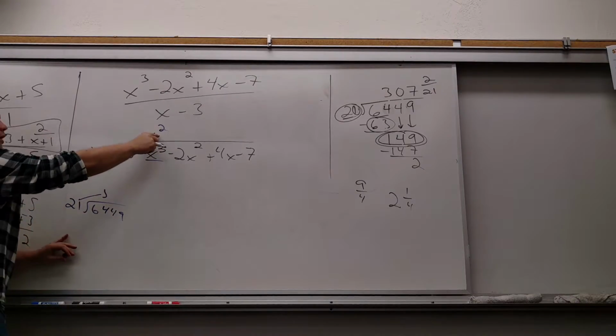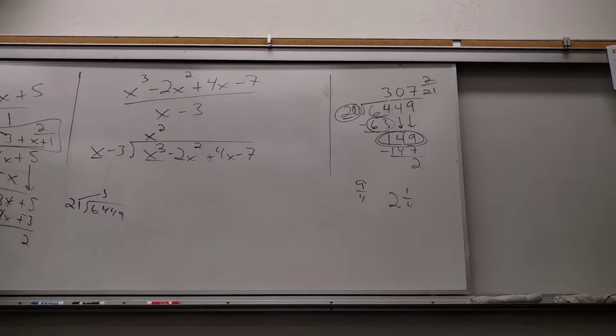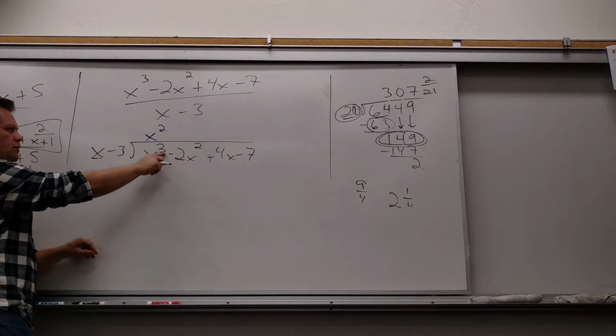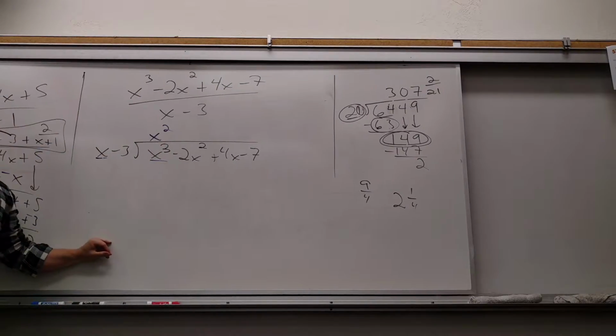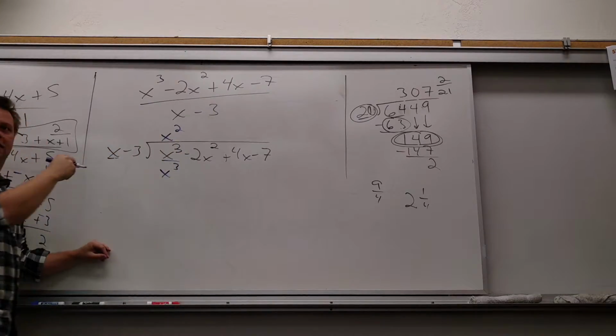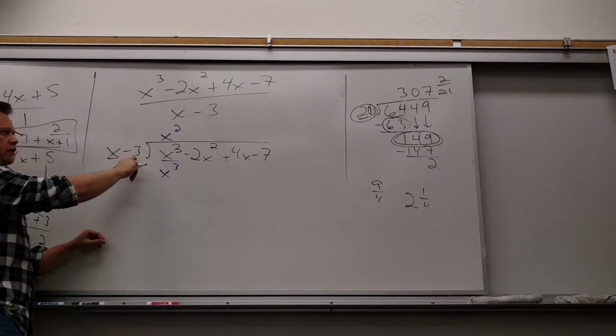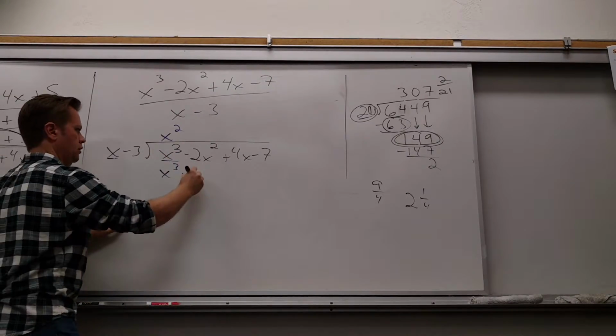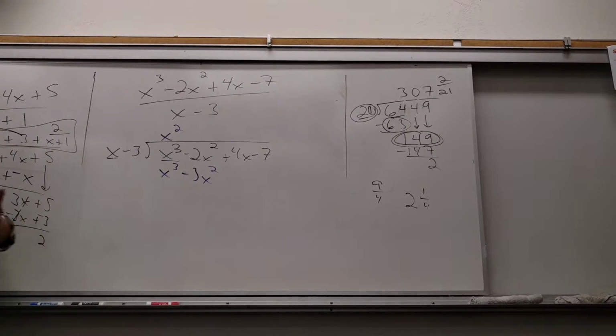So x times what is x cubed? What do I multiply x by to get x cubed? x squared. It needs 2 more x's. You have to be able to work with the exponents like that to be able to do this. That's really all you think: how many more x's do I need to make x become x cubed? 2 more. So what's x squared times x? It's exactly what we just said. And then what's x squared times negative 3? Negative 3x squared.